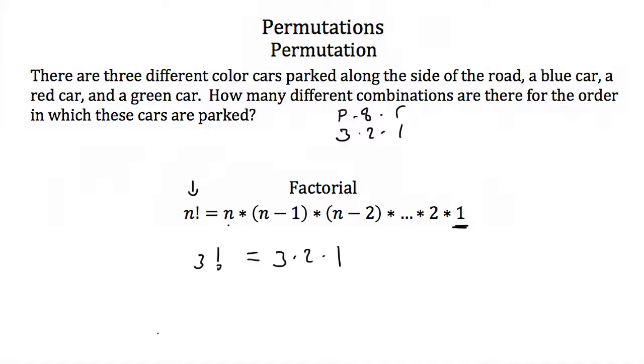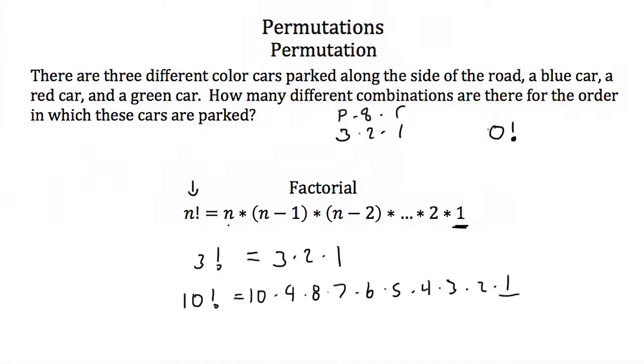Now if we had a bigger number, say 10 factorial, then that would be equal to 10 times 9 times 8 times 7 times 6 times 5, 4, 3, 2, and 1. You always take it down to the 1. There is one special case where this isn't true, and that's when we take the factorial of 0. 0 factorial is always equal to 1.